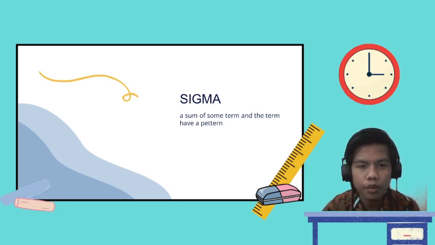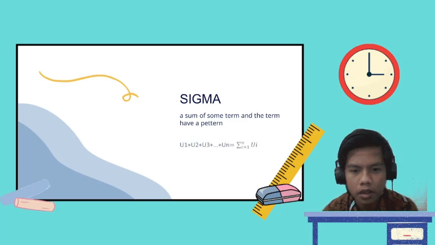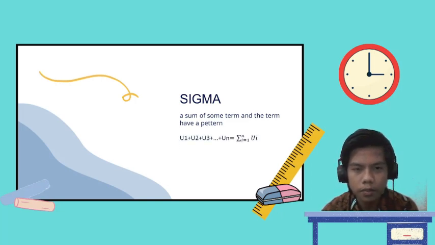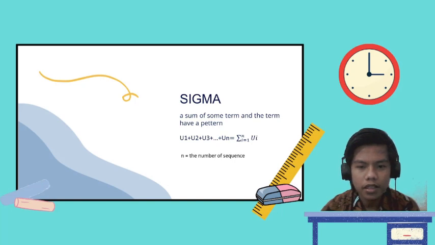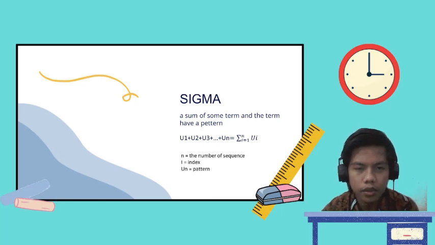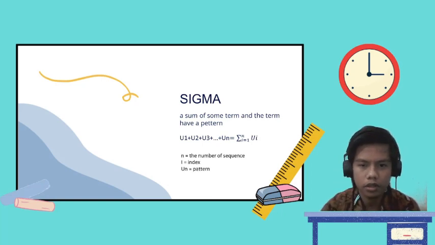So we can write it as u1 plus u2 plus u3 up to un, which equals sigma i equals 1 to n of ui, where n is the number of terms, i is the index, and un is the pattern of the sequence.